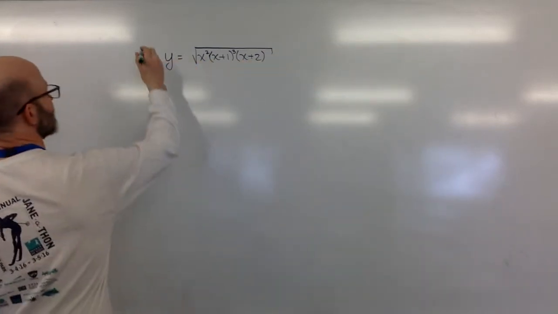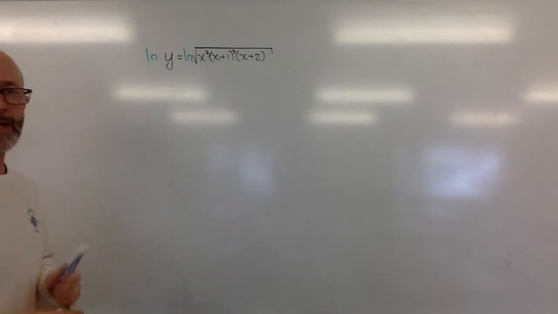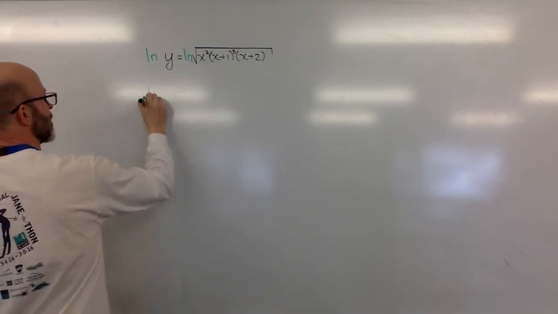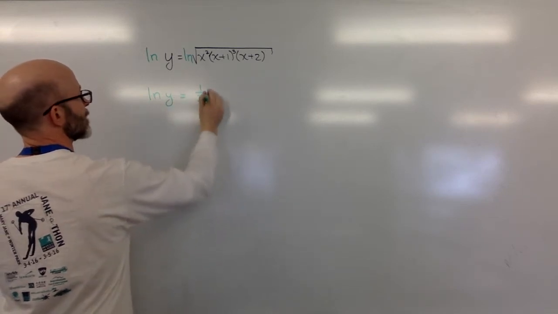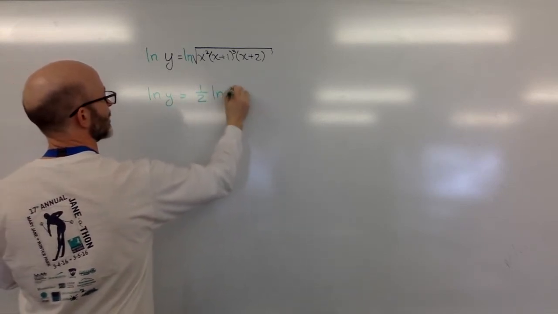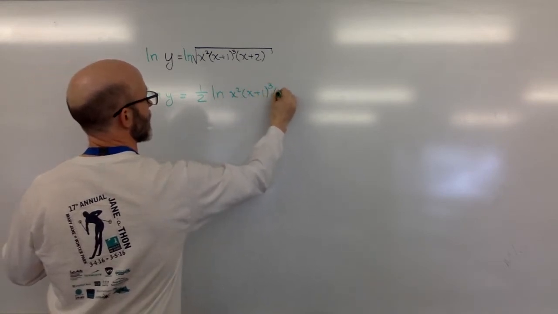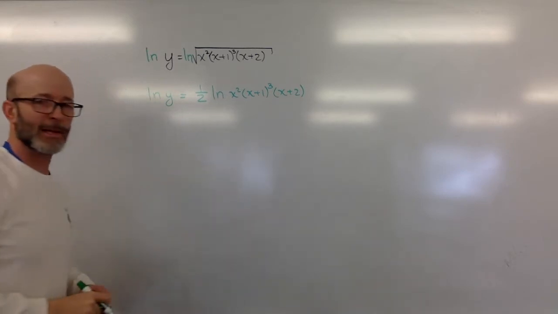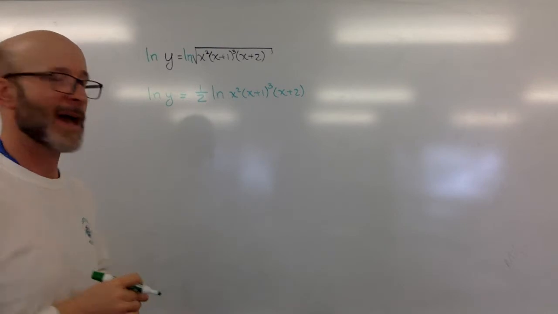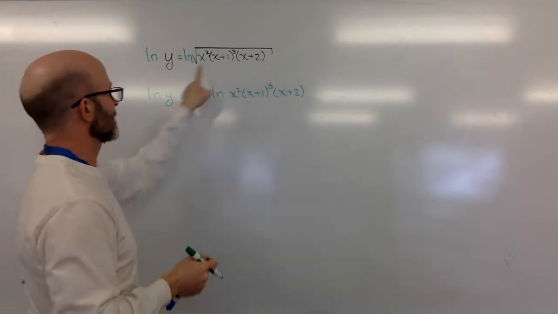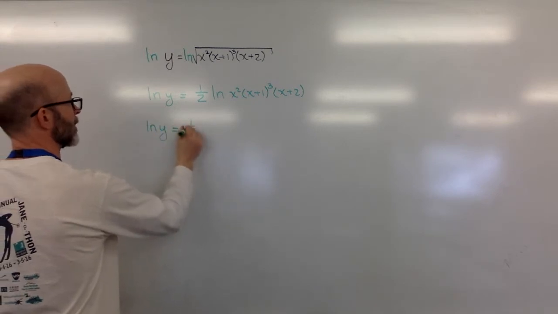Here's the first step. Take the natural log of both sides. Here's the second step. Once you've taken the natural log of both sides, see if you can rewrite this problem so that it might be a little easier. If this is all to the square root, that's being taken to the 1/2 power. By the power rule of logarithms, I can move the 1/2 out front. In fact, I'll go one step farther.